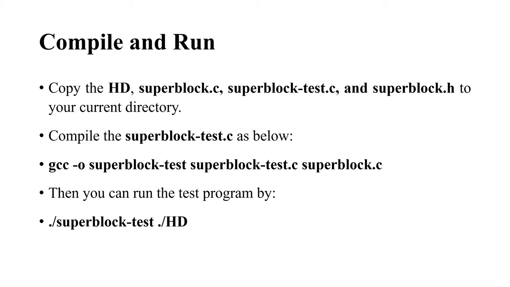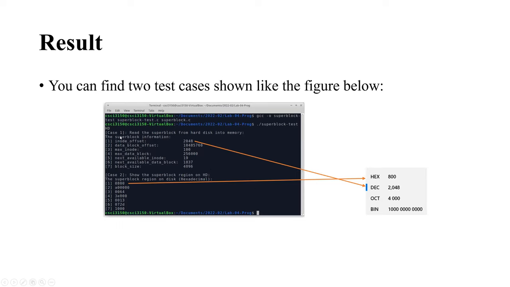So you can download this zip file from the Blackboard, and after you download it, you can get these four files. You can directly run in that directory, or you copy these four files into your current directory, and you can compile it this way. Use the GCC compiler with these two C programs, the subblock test and subblock, and the output executable file is this one, subblock test. Then you can just run this executable file, the subblock test, by using this HD, the hard disk simulation file. Okay, so after you run it, you will see this displayed on your virtual machine.